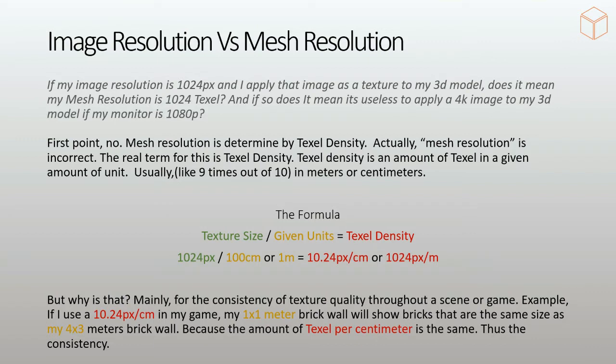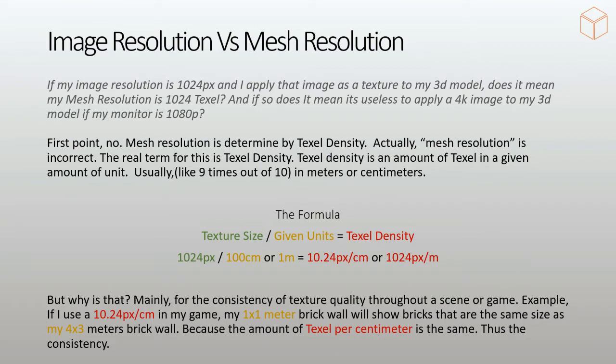There's a little formula for that. It's texture size divided by given units equals texel density. So let's say I want to use a 1K image on every meter. Well, it's going to be 1024 divided by 1 meter. It's going to give us 1024 pixels per meter. But why is that? Because image resolution is expressed with two values. So a 1K image is 1024 multiplied by 1024.